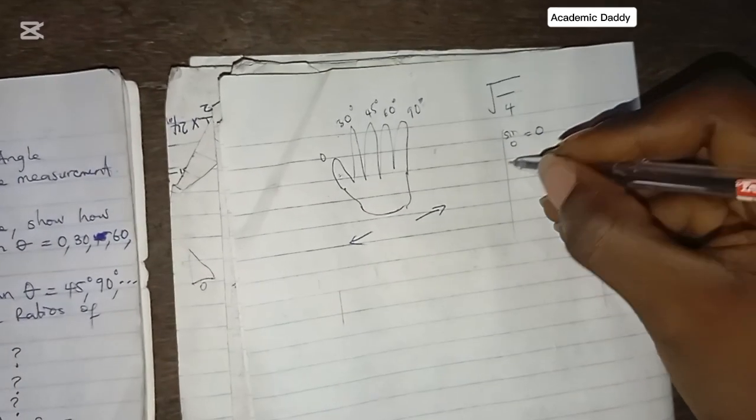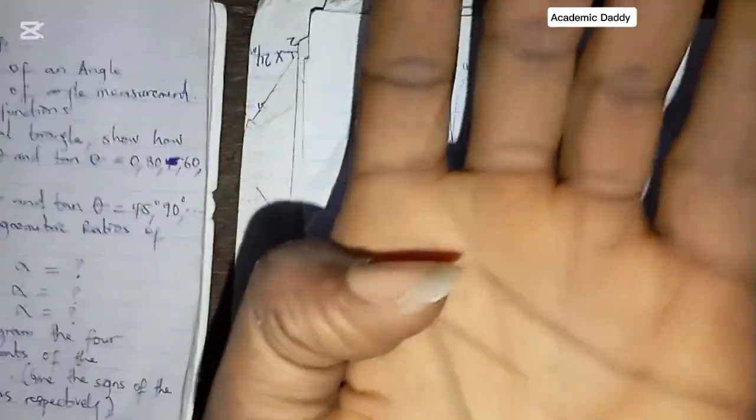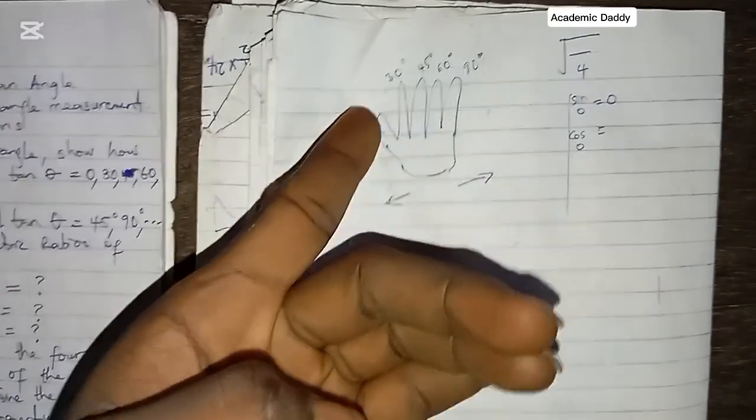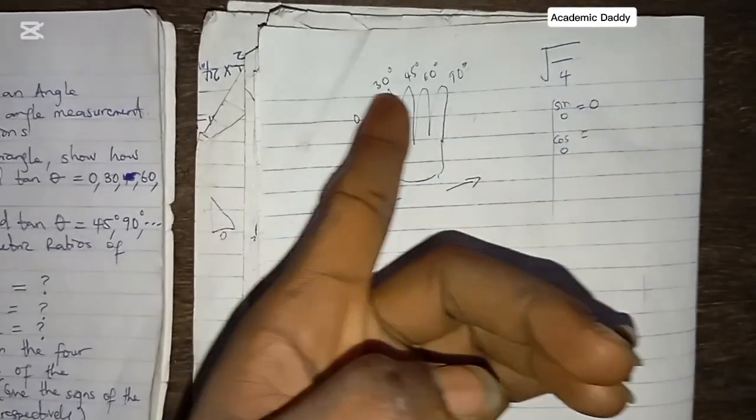Now for cos 0, notice that as I'm having this particular finger, which I call 0, I'm having it down, cancelled out. If I look here, I'm seeing 4 fingers.